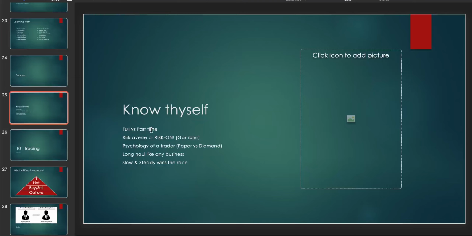That means you're probably not going to take day trades or scalps or lottos. You're probably going to have to take something like spreads or longer term swings. Obviously, that also matters if you are risk averse or risk on. The psychology of a trader is super important, and that is, again, what defines the learning path you should take.